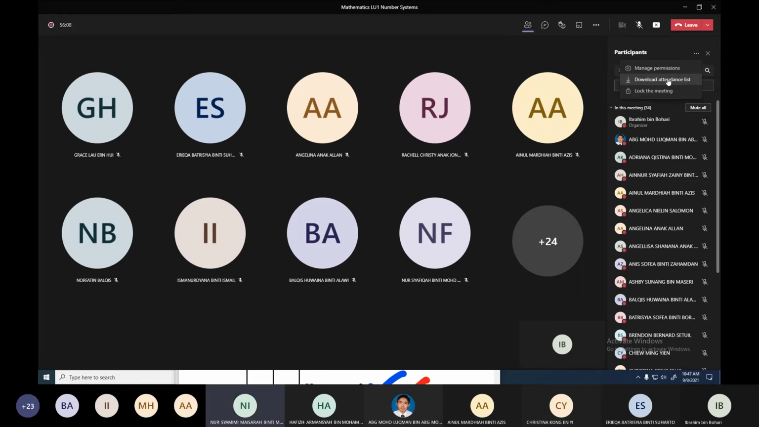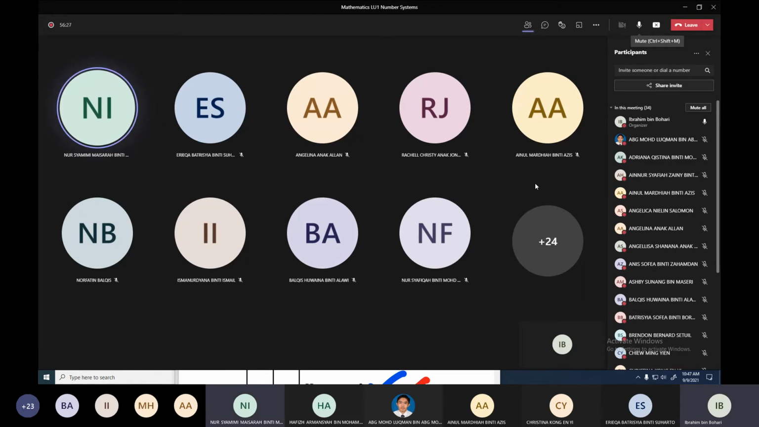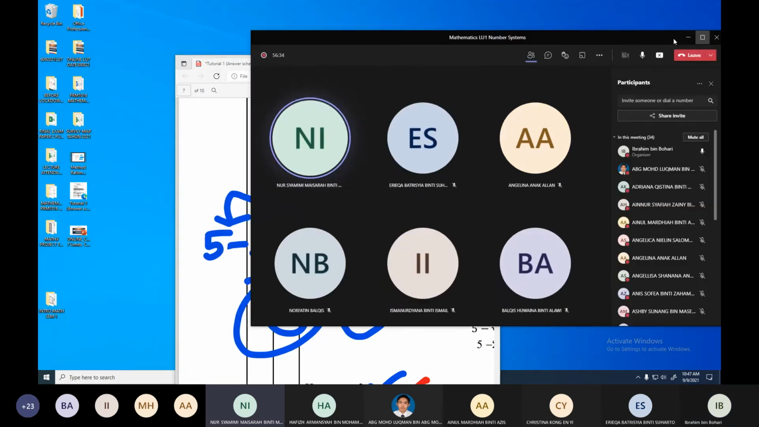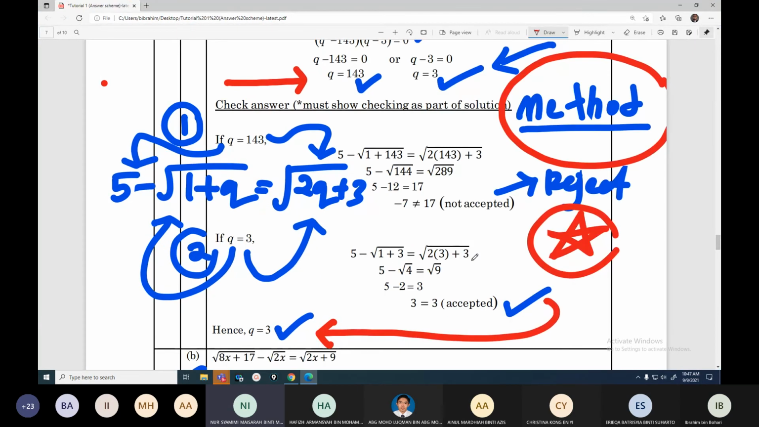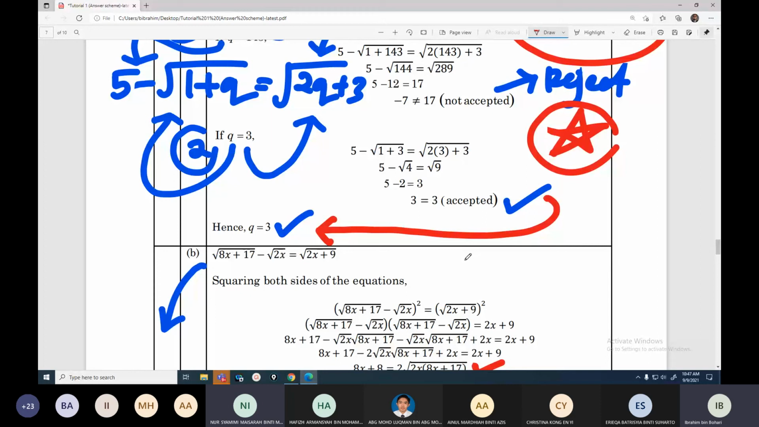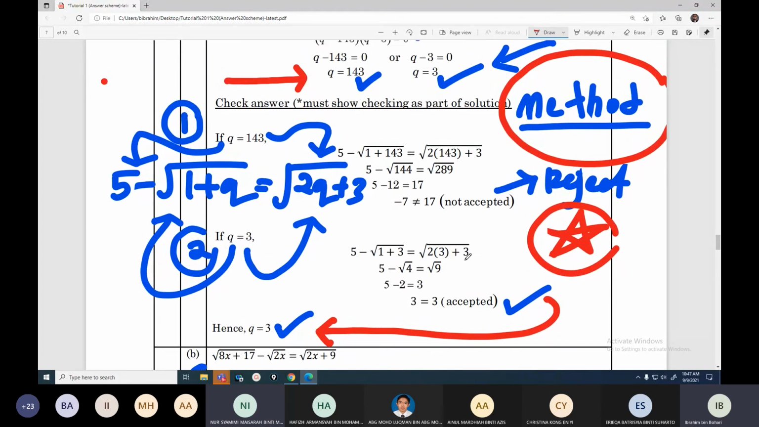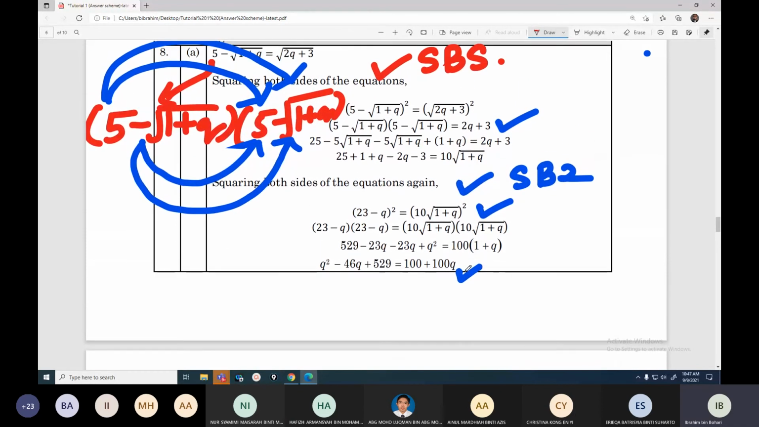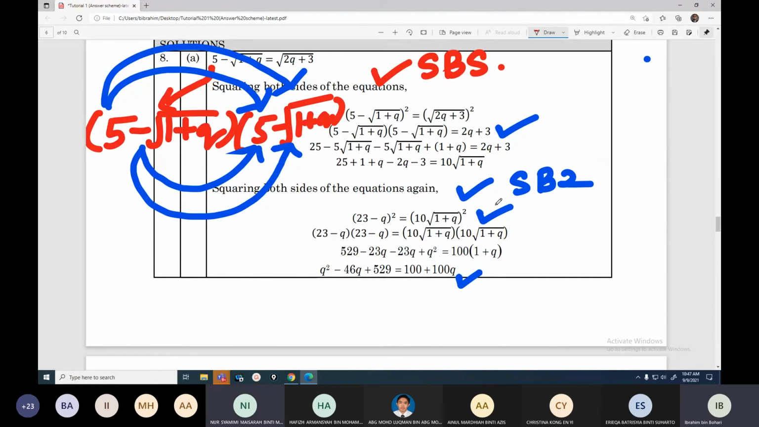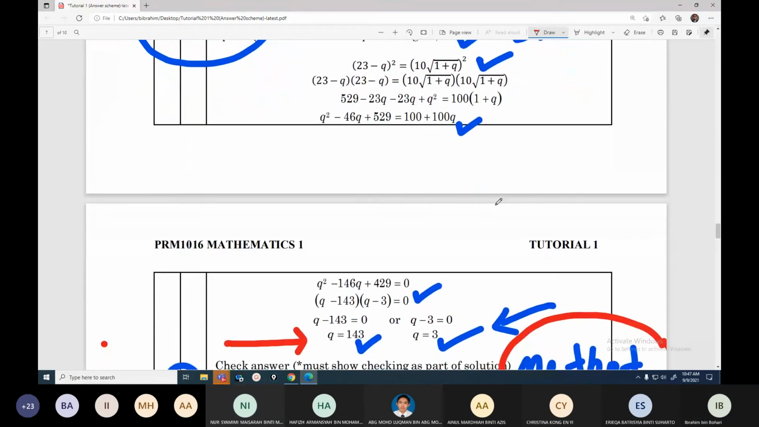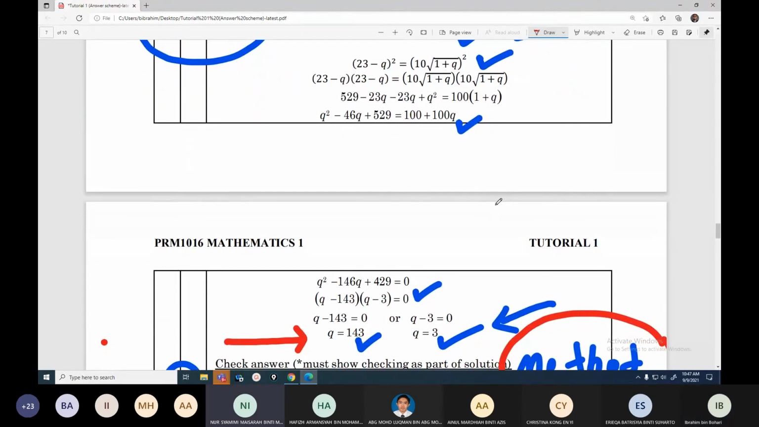Sir, I have a question for Question 8. So can you hear me? Yeah. If I bring the negative square root 1 plus q to the right hand side, then the final answer is the same. Is it okay? Which one? Question A or question B? Question A. The first square root both side or the second square root both side? So what is your final answer after the recheck?